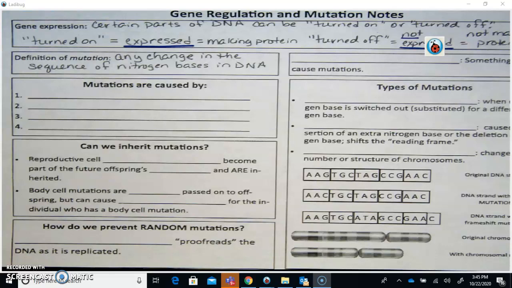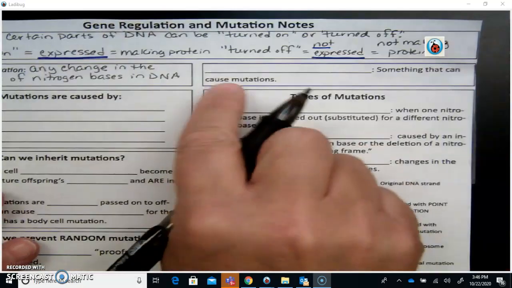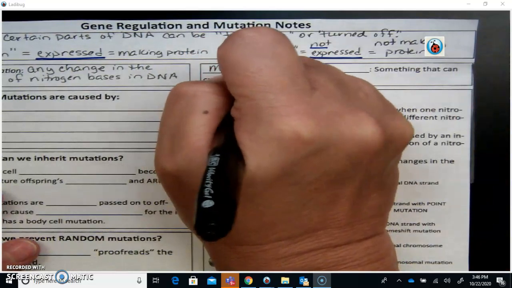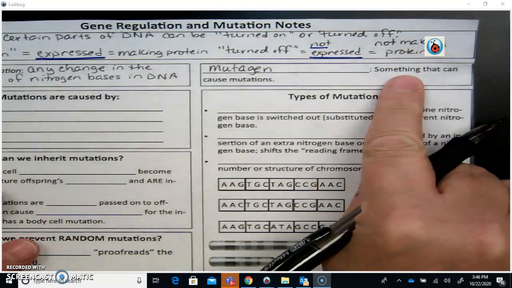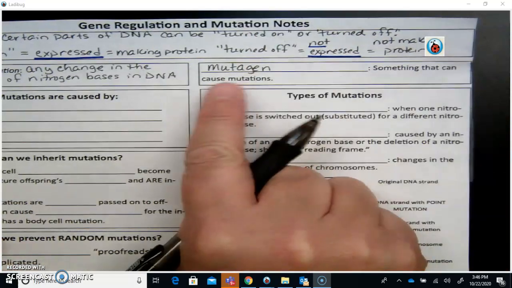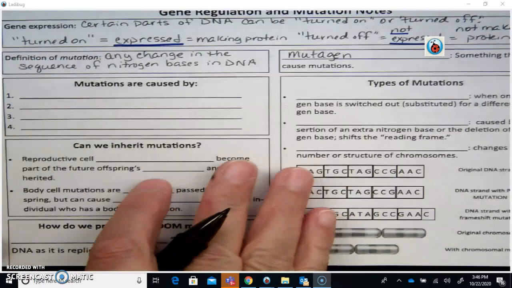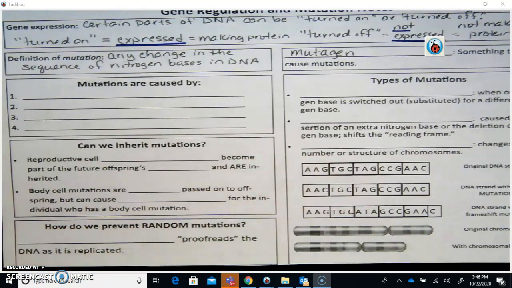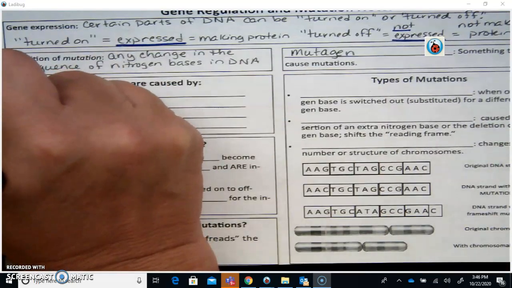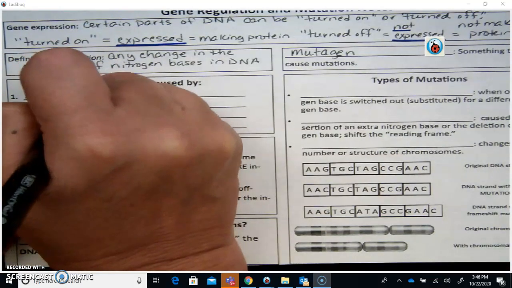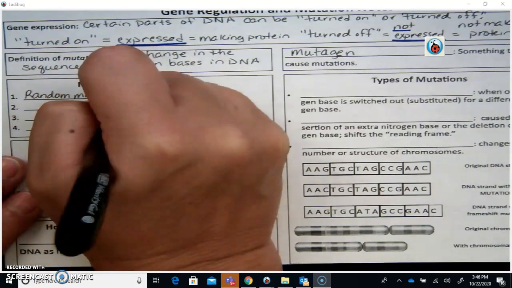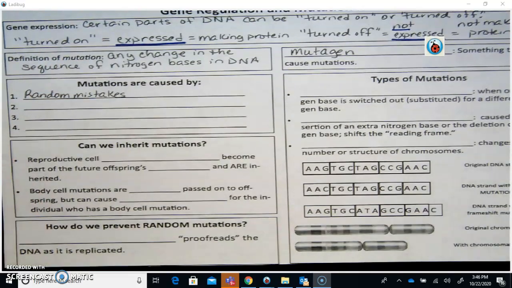So anything that causes a mutation is going to be called a mutagen. A mutagen is some factor that can cause mutations. And let's go over some examples. Sometimes mutations just happen randomly. There's, spontaneously. In other words, there wasn't an environmental factor that caused them. So sometimes there's just random mistakes that can happen when DNA maybe is replicating. And again, sometimes just a mistake happens.